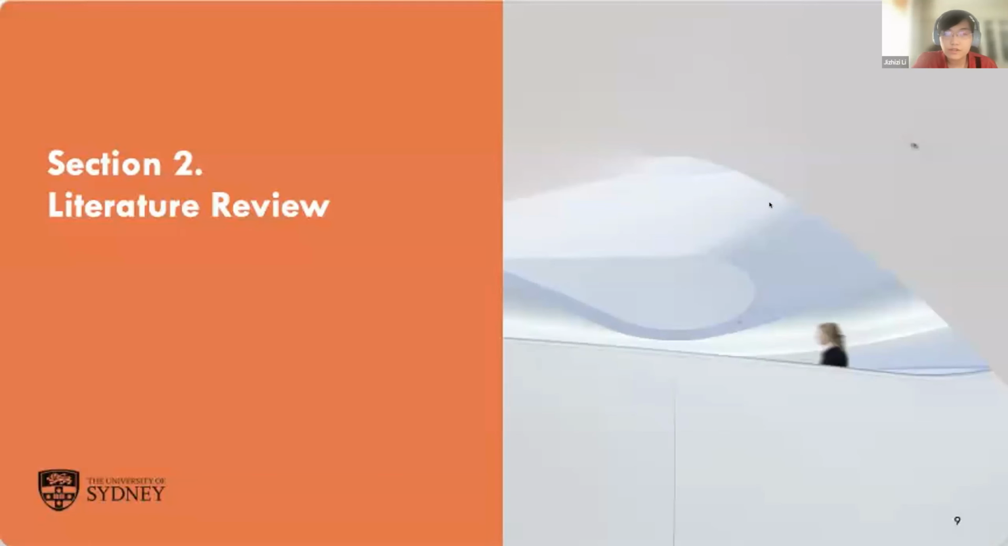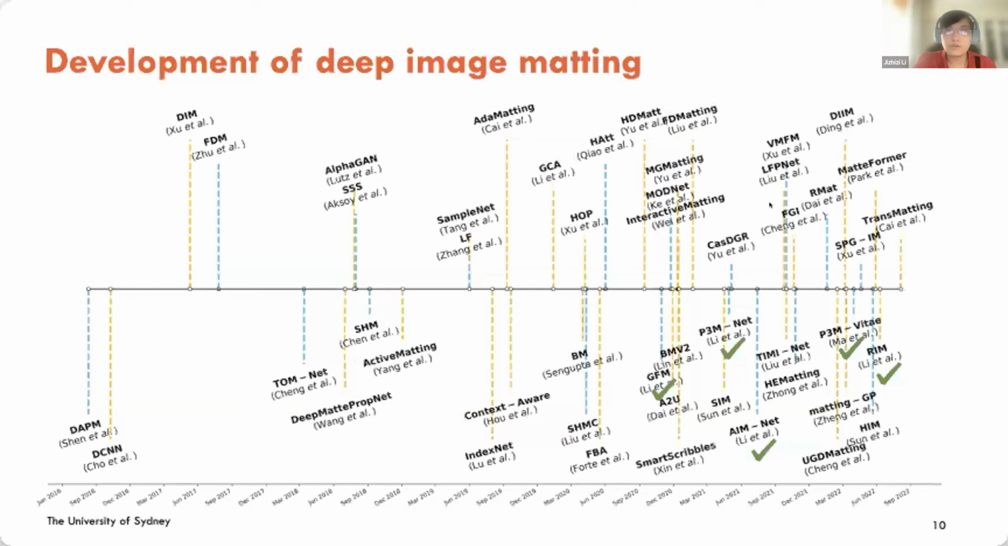Okay, so I'm going to talk a little bit about the literature review, about what people have done. This is a figure showing how people have been working on the research field of image matting, the research field of removing the background, from 2016 to 2022. From the emergence of deep learning to today, we can see that more and more methods and more researchers have devoted their time and energy to this research field.